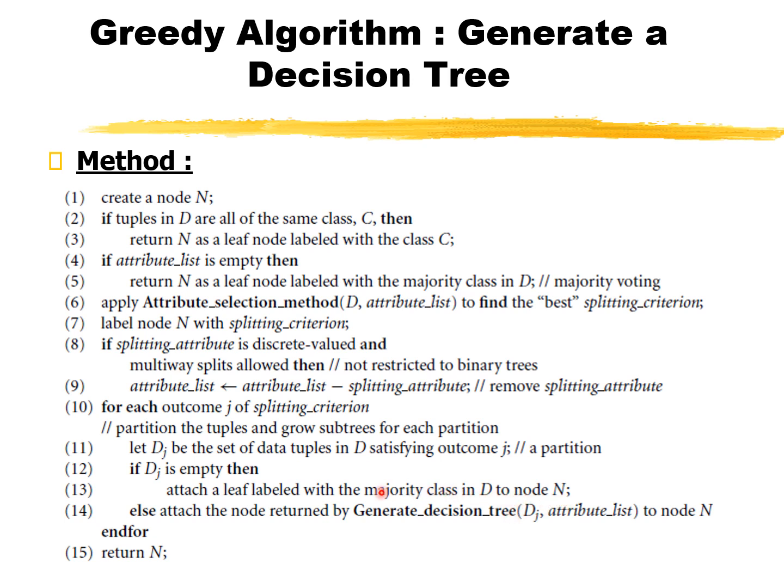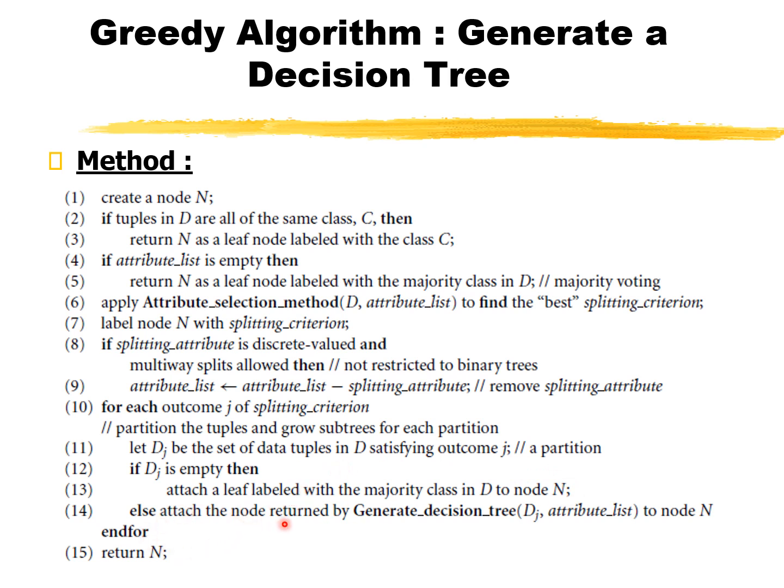This means that we will be applying a majority vote labeling for the D of J, because we do not have more attributes to look for. We're done with all the attributes within the partition.